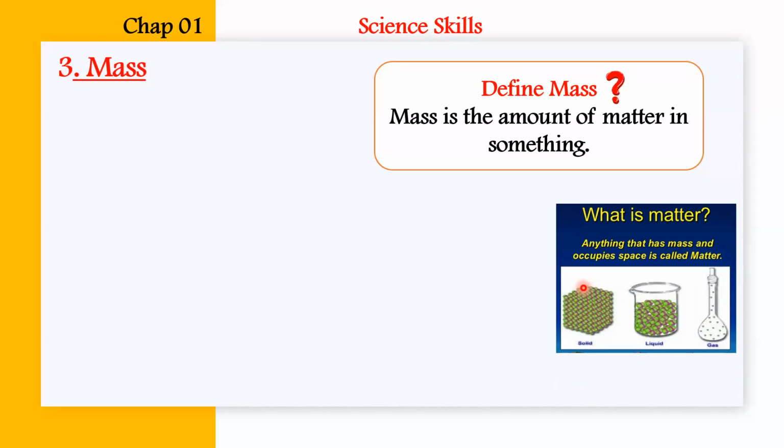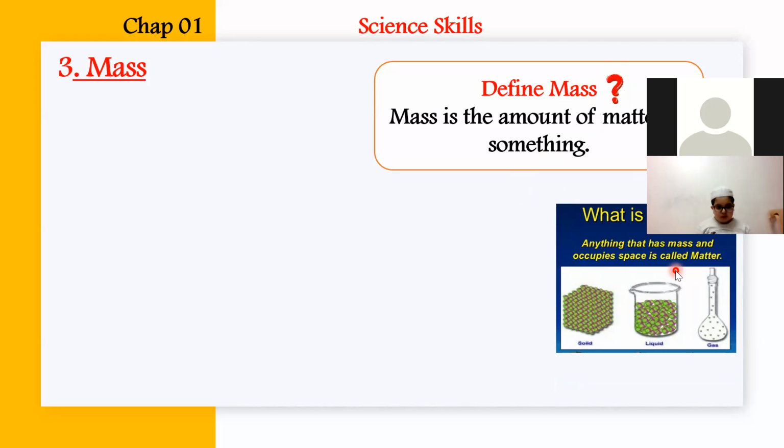Now, what is matter? We are discussing the amount of matter. Matter is defined as anything that has mass and occupies space. Each and everything around you has some mass and occupies some space. Such things are called matter.